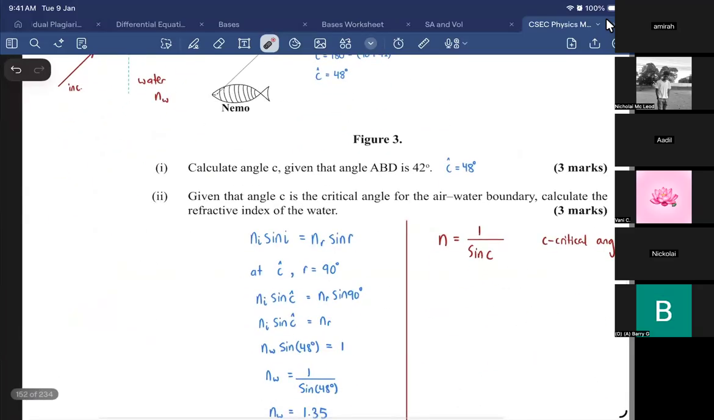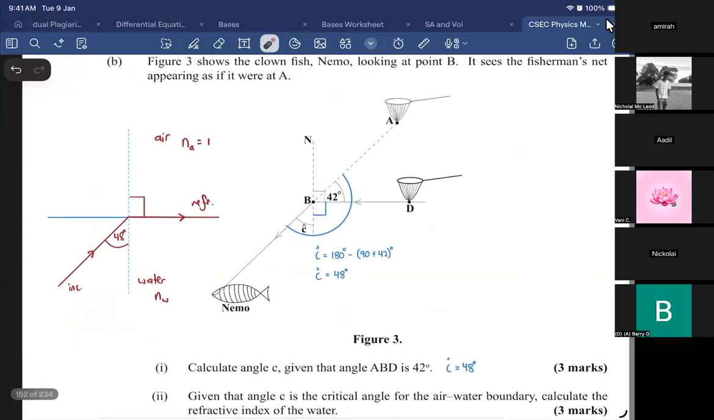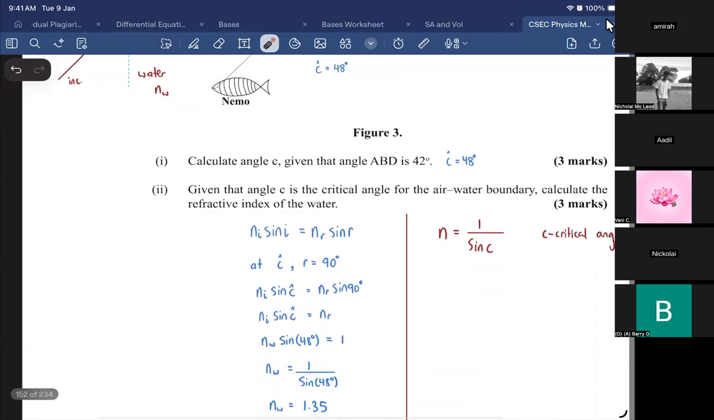So if I do it the other way, would I get it wrong? It wouldn't work out, because it only happens when you go from a more dense to a less dense medium. It only happens like that. I could show you what would happen. We could mess around and see, right?